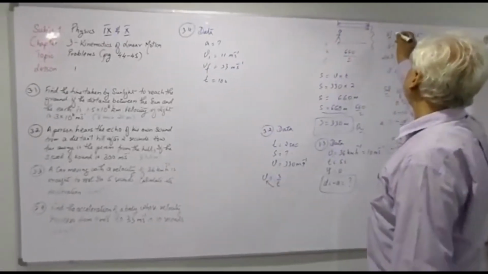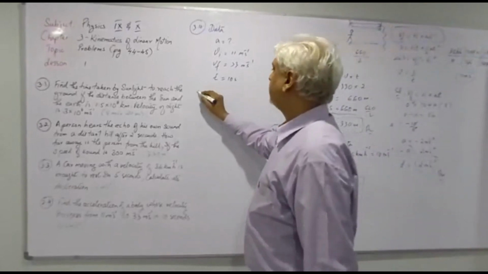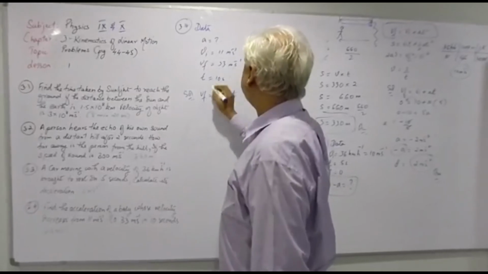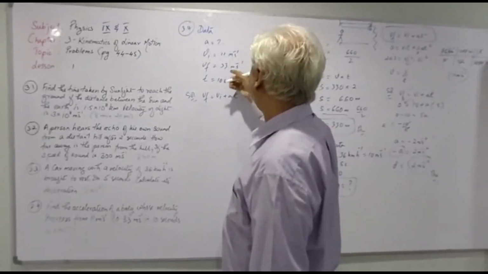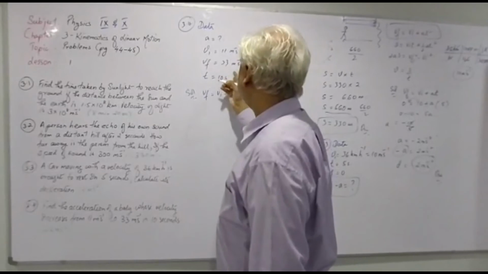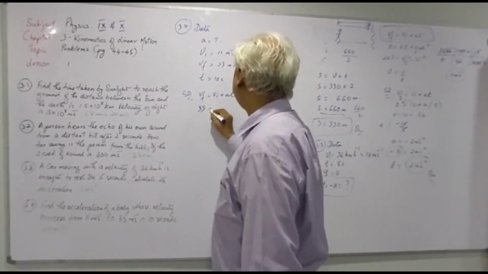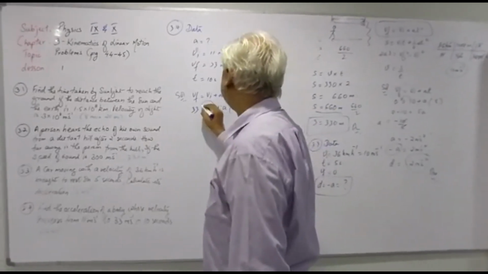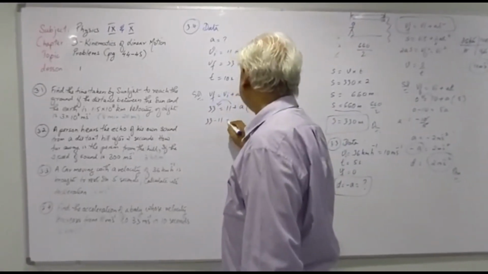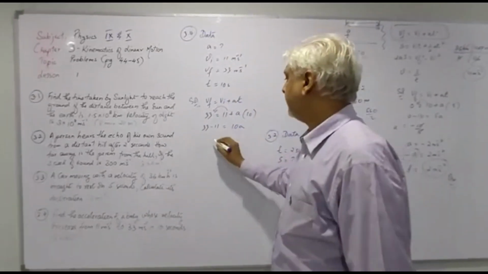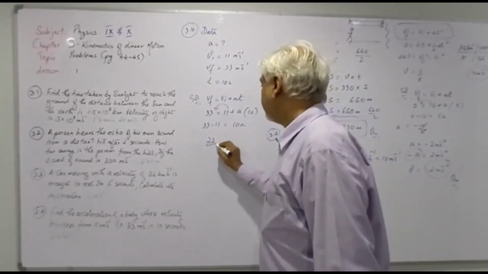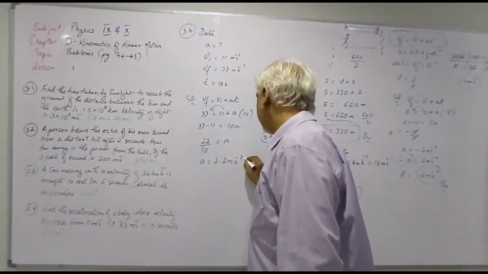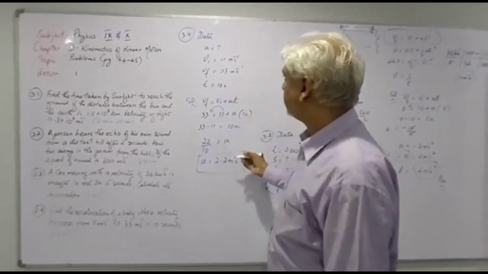Again, we'll use the first equation of motion. So solution: Vf is equal to Vi plus at, and Vf is 33. Let's check the units, make sure they're all in the same system. Yes, meter per second, and second. So final velocity is 33, initial velocity is 11, acceleration we do not know, time is 10 seconds. So bring this 11 over here, 33 minus 11 is equal to 10a. 33 minus 11 would give you 22. Bring this 10 to the other side and divide, so acceleration is equal to 2.2 meter per second square. There you are. So hence we have calculated the acceleration.